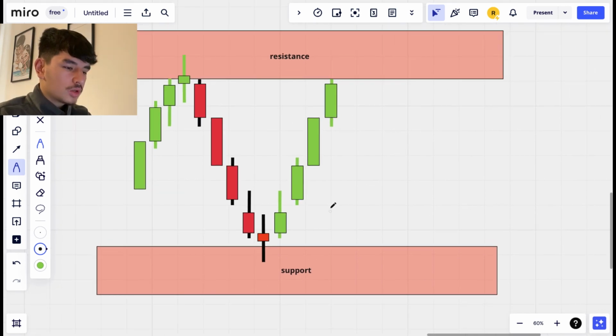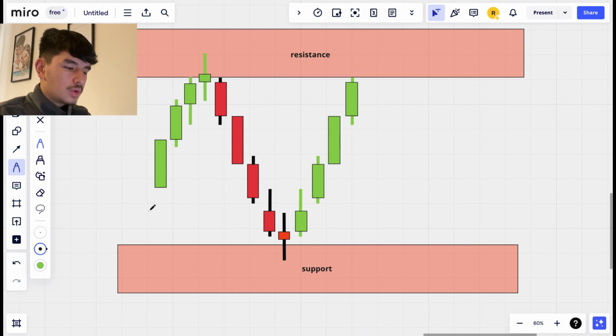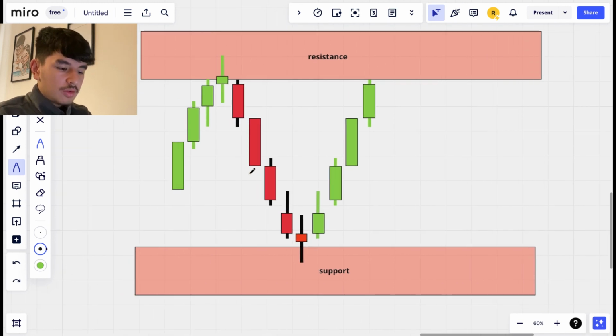Now that's all good stuff, but how would we even use them in a chart? So here we go, I've mocked up an example of a support and resistance area, and we can see prices hit this level and come down to this level and come back up to this level. But you have to look at the candlesticks because all the candlesticks tell a story.